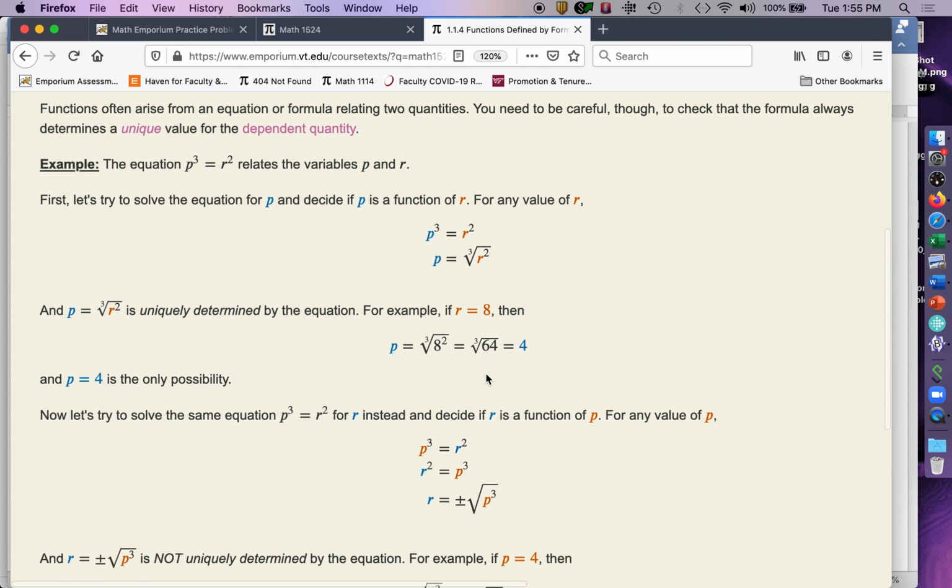They happen to mention, hey, what if r is 8? Well, then I would square the 8 and then take the cube root. I would get 4. That's all good. There's only one possible answer to that.